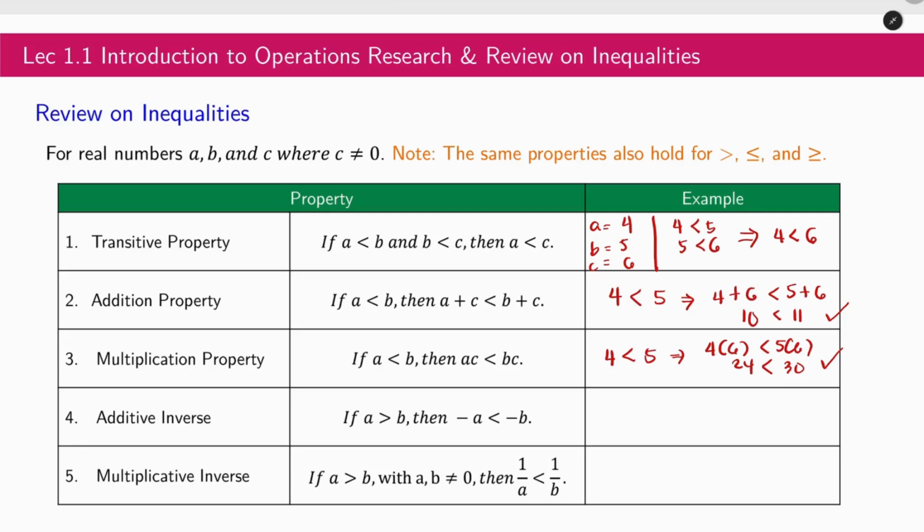Fourth, additive inverse. If A is greater than B, then negative A is less than negative B. For number 3, let us emphasize it here: C is greater than 0, or C is a positive number. However, when we multiply both sides by a negative number, then the sign will reverse. Okay, let's have the same example. Let's use color blue here.